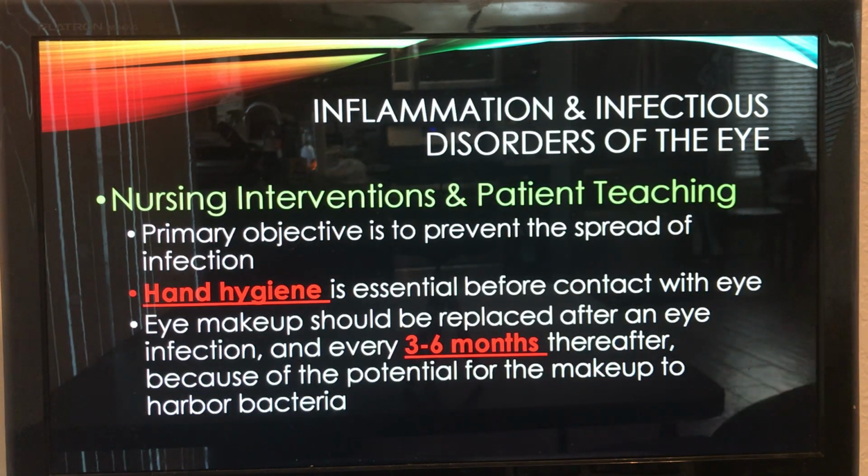Nursing interventions, the primary objective is to prevent the spread of infection. So you're always going to push hand hygiene, let them know that they need to wash their hands before and after contact with the eye. And also that eye makeup should be replaced after an eye infection and every 3 to 6 months thereafter because of the potential for the makeup to harbor bacteria.